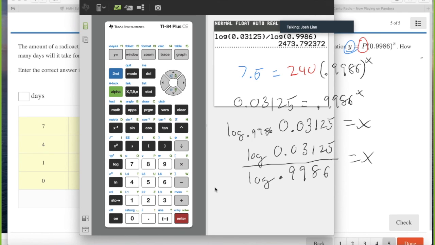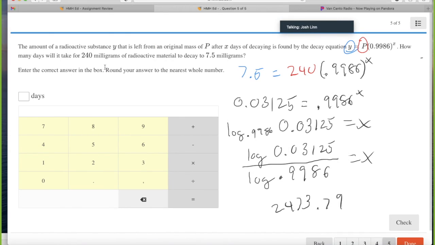So our answer is 2473.79 for now. And x is in days. Round your answer to the nearest whole number. So how many days is it going to take? We're going to round up, so we're going to say 2,474 days.